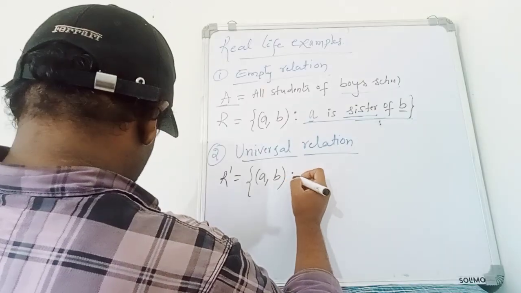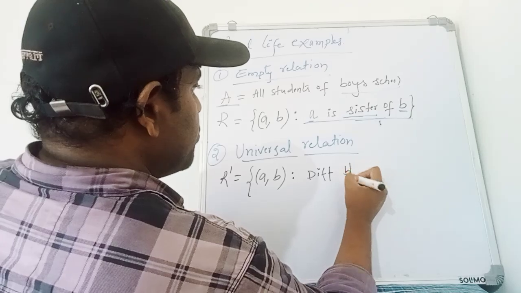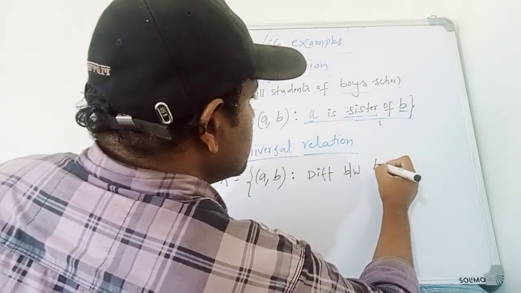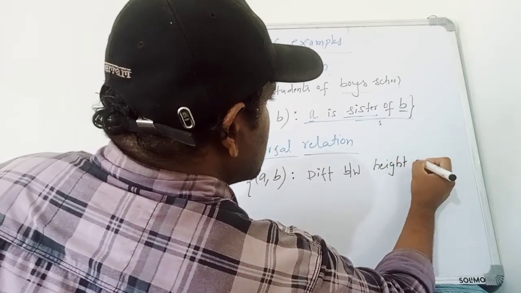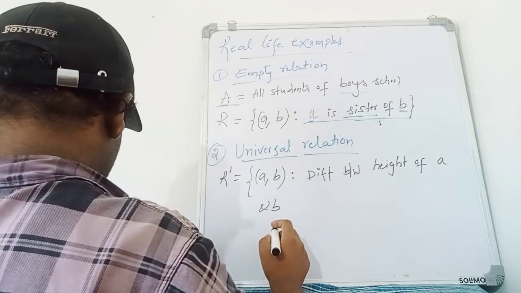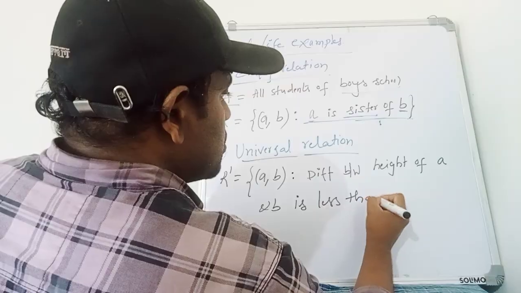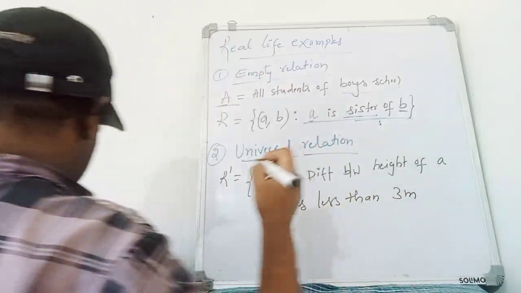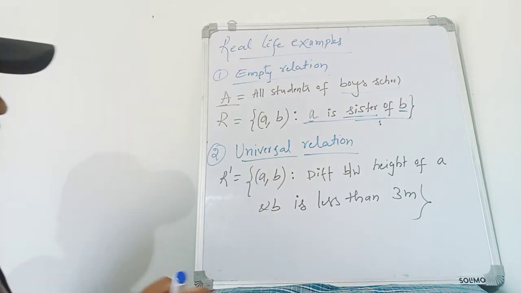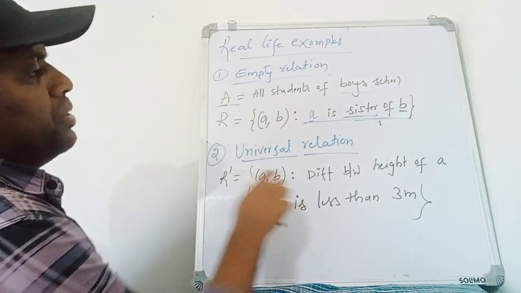Now what they are telling: the difference between heights of A and B. Heights of A and B is less than 3 meters}. Is less than 3 meters. So what's the meaning of this?